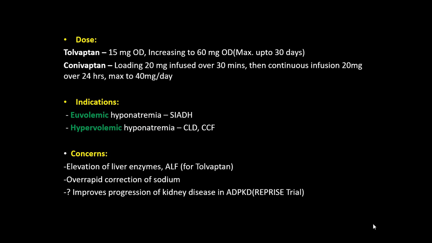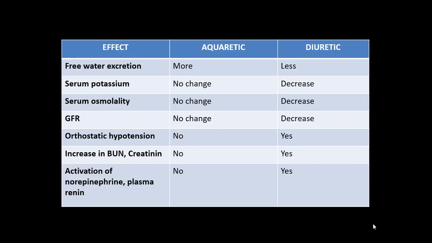For indication, you first have to rule out that the patient is hypovolemic. So the indications are euvolemic states like SIADH, and hypervolemic states like SLD, CLD or congestive cardiac failure. In long-term use, conivaptan can cause derangement in the liver enzymes and transaminitis, which gets corrected once you stop the medicine. How are aquaretics different from diuretics?